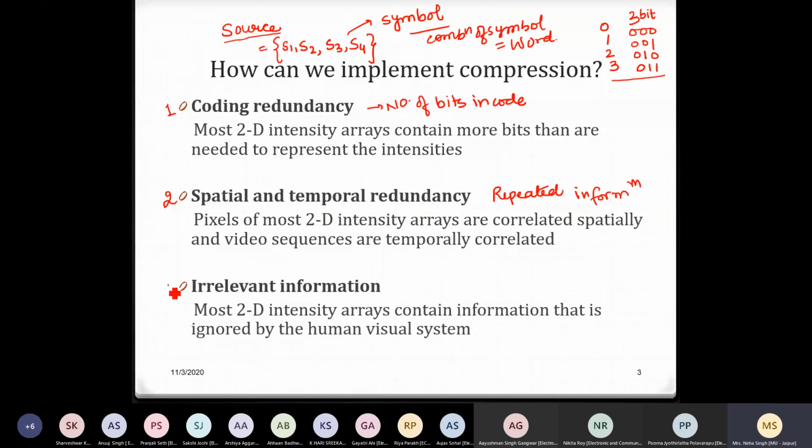The third is irrelevant information. Irrelevant information simply refers to the information which is generally not taken care of by the human visual system. The examples are shown in the next slide.